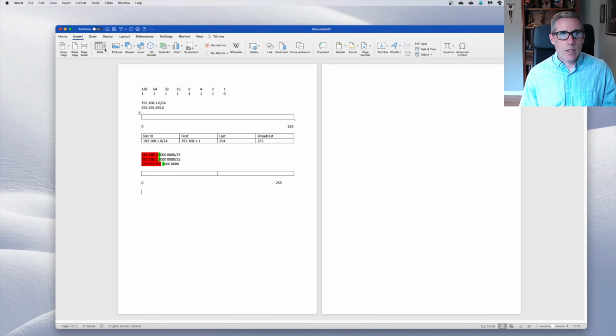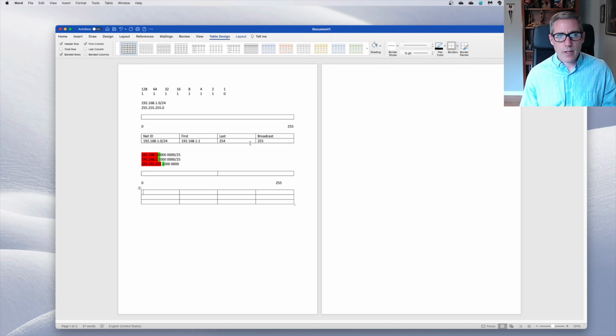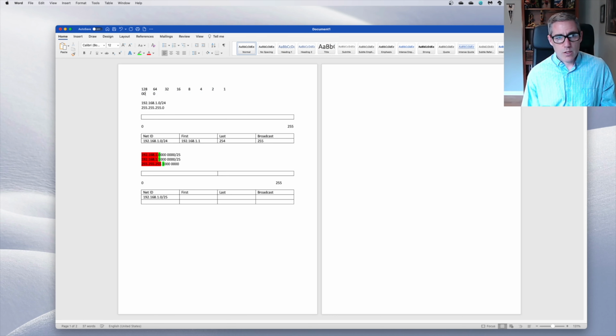So I'm going to insert a 4x3 table. And we're going to put our network ID, first, last, broadcast. Control C, Control V. And here we have our first network, which is 192.168.1.0/25. That's what we have here. And we know this because if we put all zeros up here, this is what we're doing. We're just converting this number into decimal. And all zeros is all zeros.